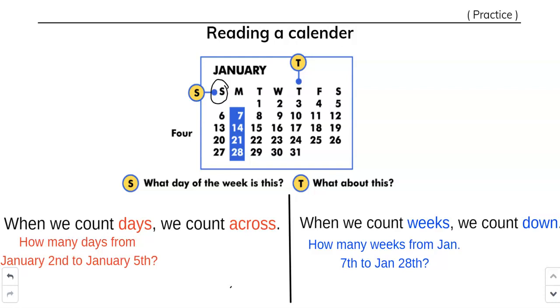Okay, so there are 2 S's and 2 T's, but we know that Sunday comes first, and then with our T's, we know that Tuesday comes first. So when they ask us what day of the week is this S here, that would be our Sunday. And what day of the week is this T here? This one would be Thursday.